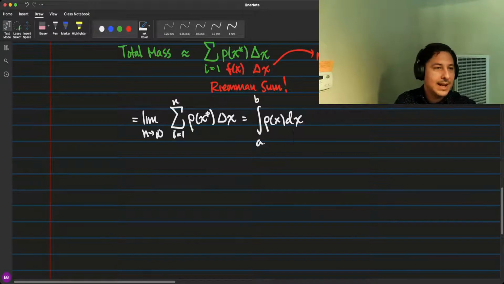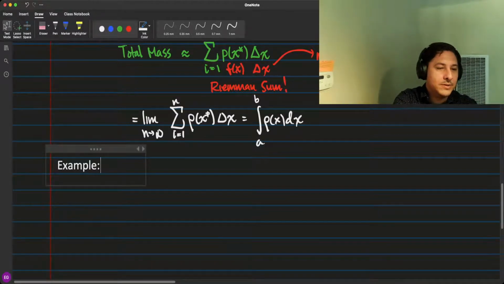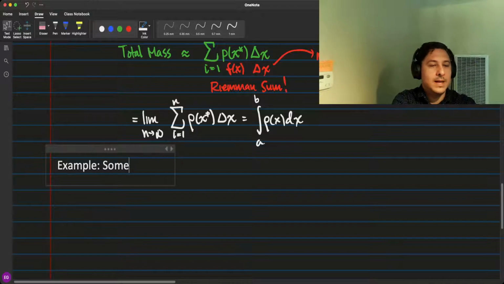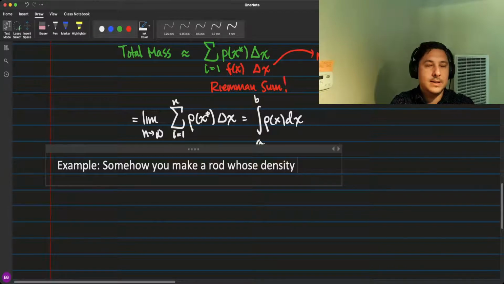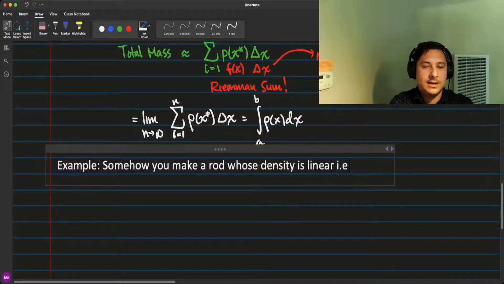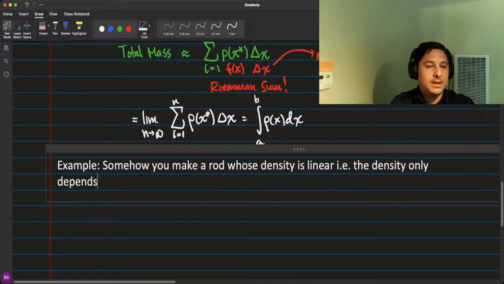Okay, so let's say that you have a rod. Example. Somehow you make a rod whose density is linear, i.e. the density only depends on the x value.